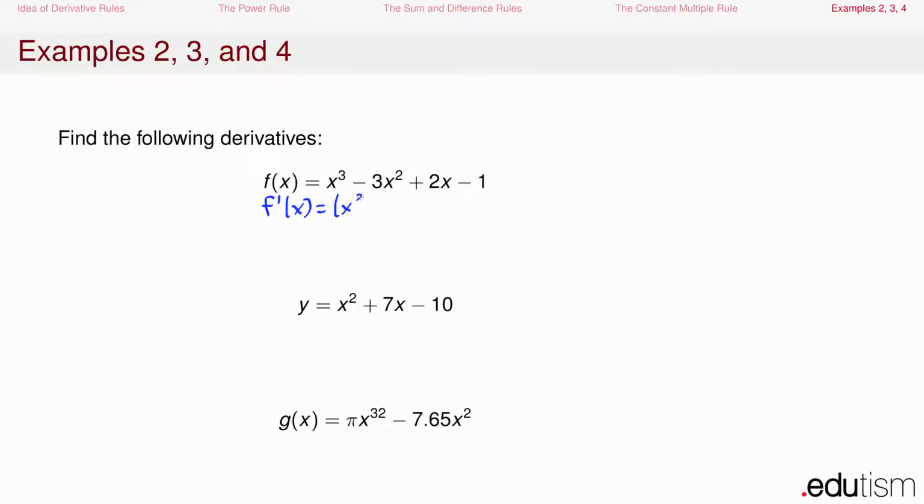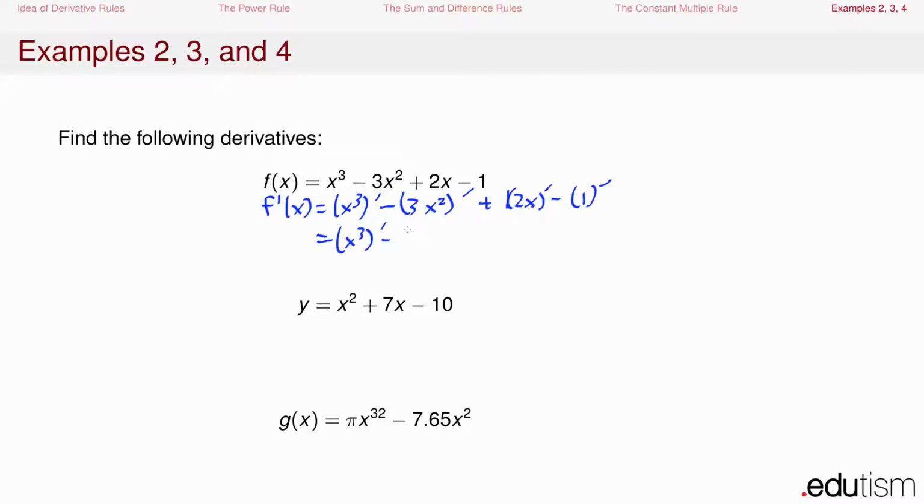So I'm going to take the derivative of x cubed, I'm going to subtract the derivative of 3x squared, I'm going to add the derivative of 2x, and I'm going to subtract the derivative of 1. Now I'm going to take each of these derivatives separately. The next step in taking these derivatives is to use the constant multiple rule. Every derivative that has a constant times something can be written as that same constant times the derivative of what else is there. So the x cubed I'm going to leave.